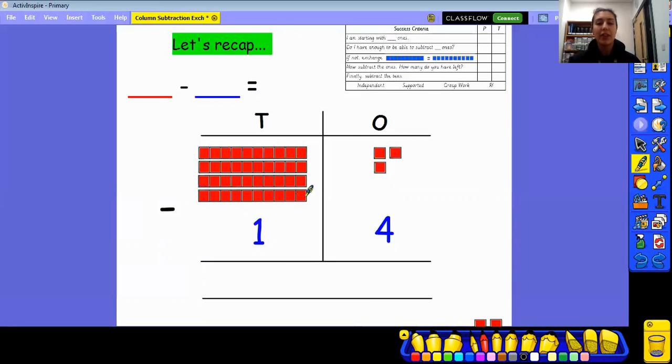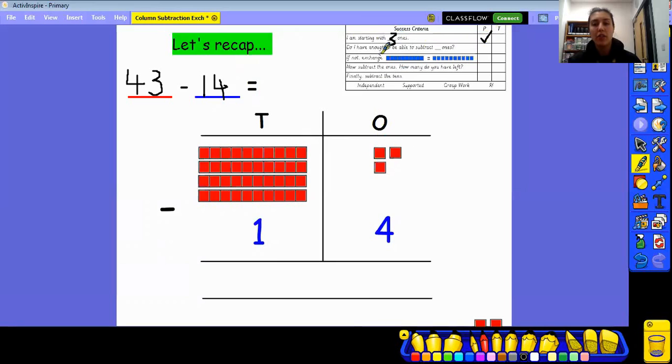Okay, so let's have a look at our starting number. Our starting number, which is on the top, has got 4 tens and it's got 3 ones. And the number that I'm subtracting has got 1 ten and 4 ones. We call that number 14. So following my success criteria to work out the answer, I am starting with 3 ones.